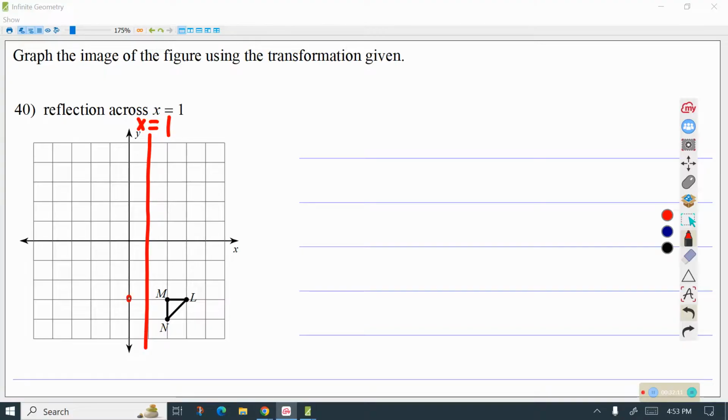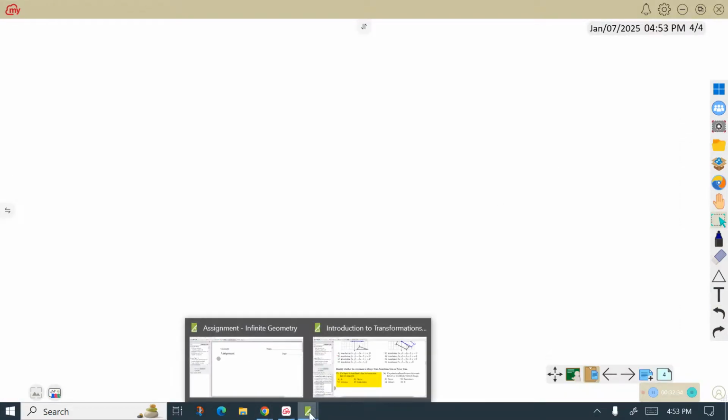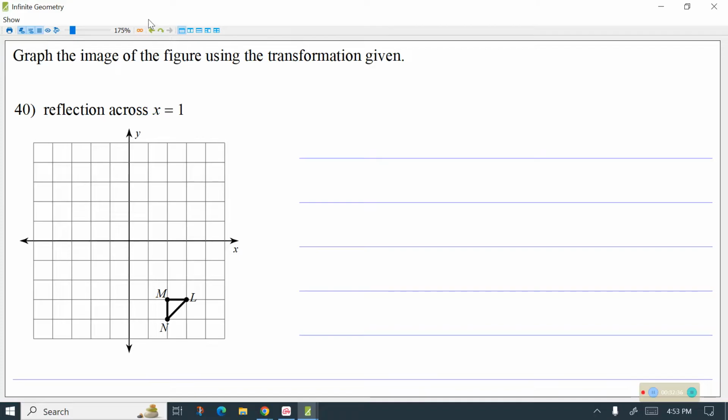So if I reflect my M, that's M prime. L is 2 away, so I got to go another 2. N is only 1 away, so I got to go another 1 and call that N prime. Okay. And you can see if I connect my dots, that's my shape, right? This triangle is the same as that other one, and they're all connected. All right, I think you guys should be able to take it from here. I hope that was enough review.